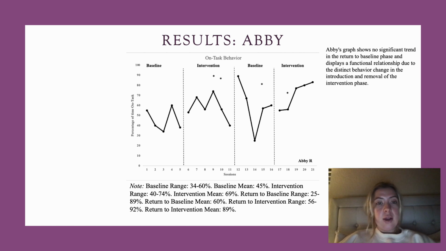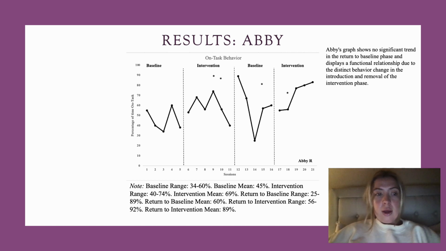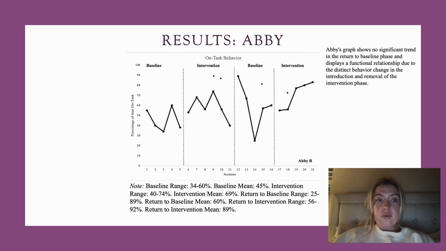As you can see here, there is no significant trend from baseline to the intervention and baseline or the withdrawal to intervention. When having the iConnect app being displayed in the second intervention implementation, there is an increase in on-task behavior. There is a lower rate of being on task in the baseline phases, with the baseline mean being 45% and the intervention mean being 69%. That is an increase.